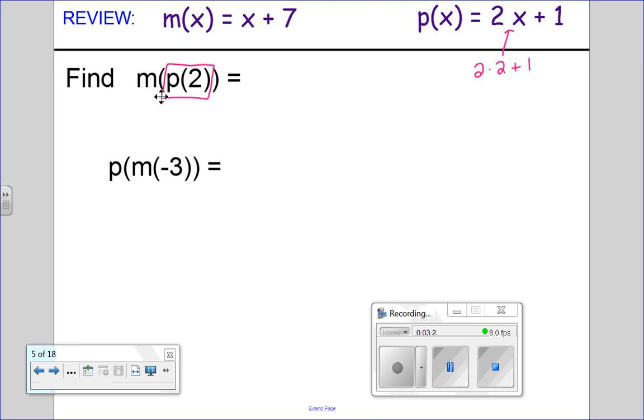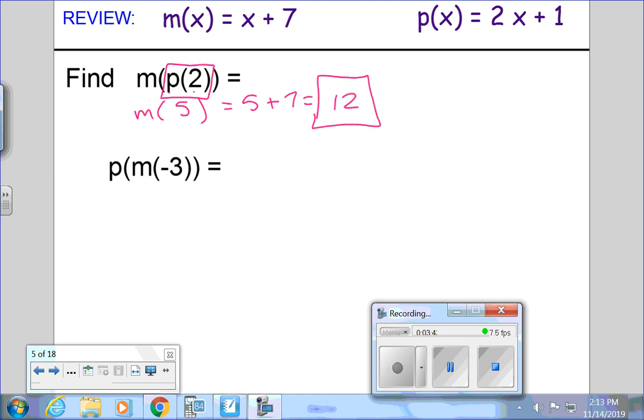So my answer to my first step is 5. The answer, the p of 2, is 5. But now I still have this m here. And what that means is I'm going to find m of 5. So I'll put the 5 right about here, and I'll end up doing 5 plus 7 and getting 12. Okay?